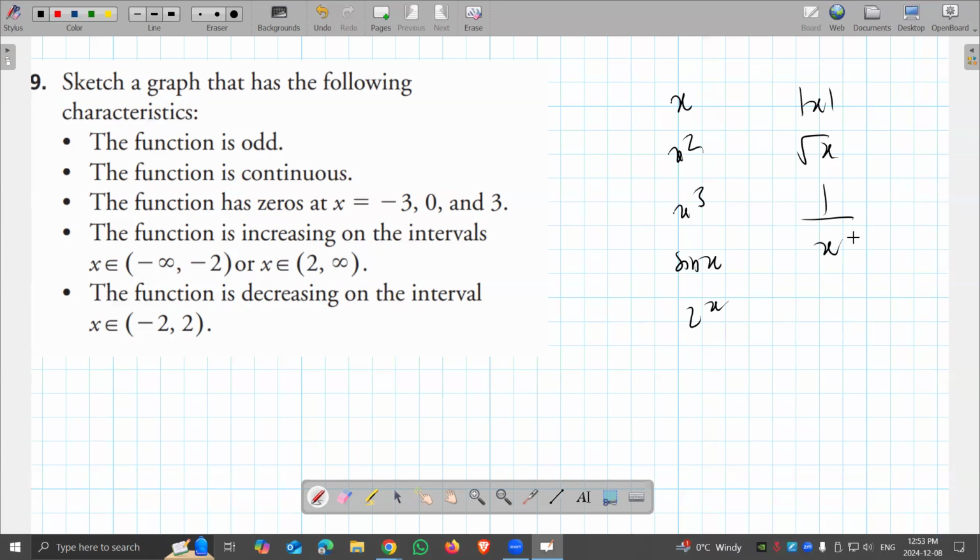X cubed. So x squared is out. What about x? It's also odd. What about sine x? Sine x is odd, but cosine x is even. 2 to the power of x is neither. Root x, sorry, absolute value of x is even. Root x is neither. What about 1 over x? Odd, even, or neither?